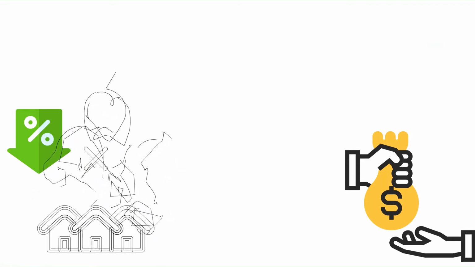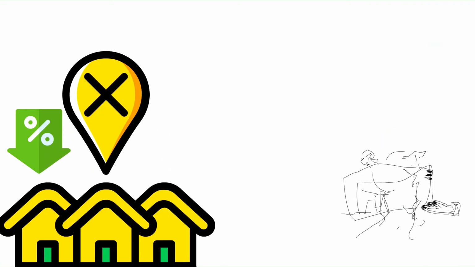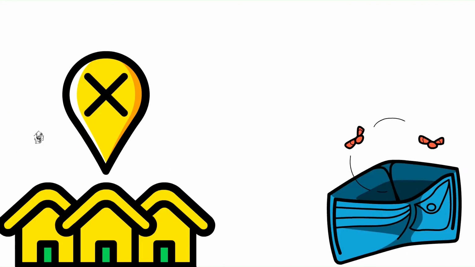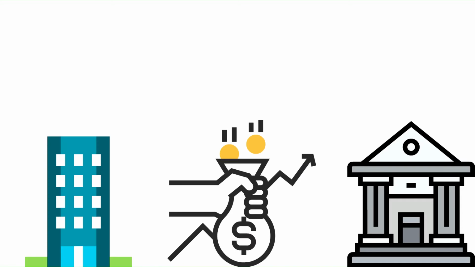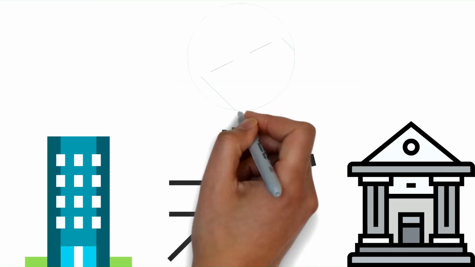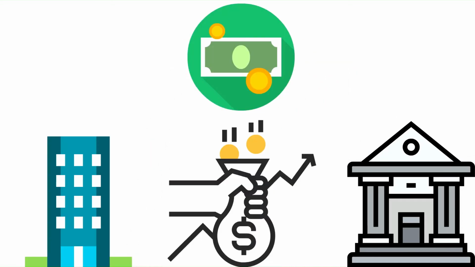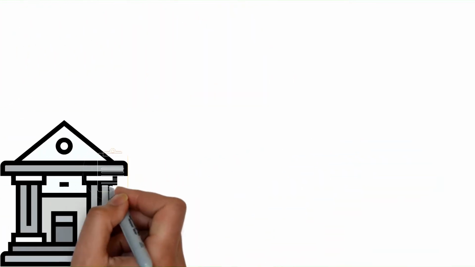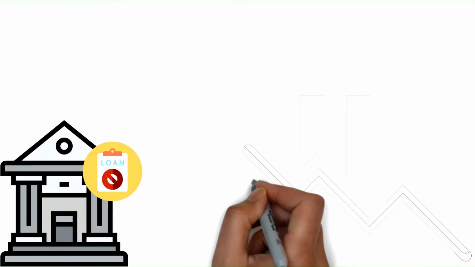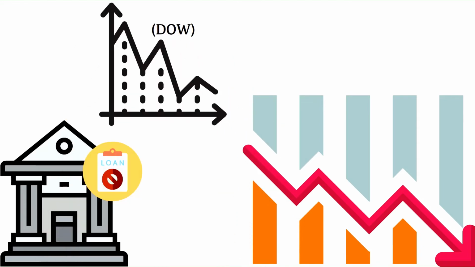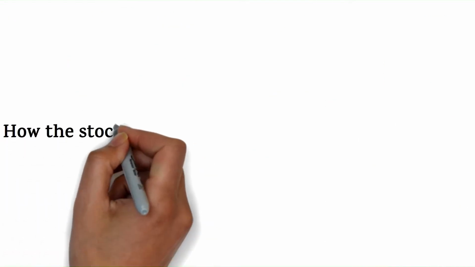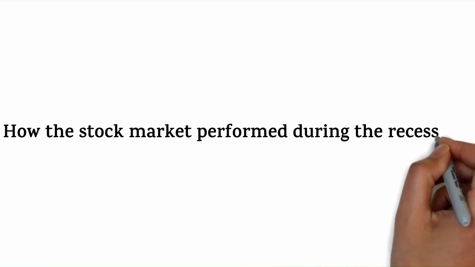When the housing bubble broke, subprime borrowers began defaulting while the Fed hiked interest rates. The mortgage investments held by banks, hedge funds, and insurance companies were at that point worthless. In 2008, when those banks were denied a bailout, the stock market plummeted, and the Dow experienced one of its biggest declines. How the stock market performed during the recession.